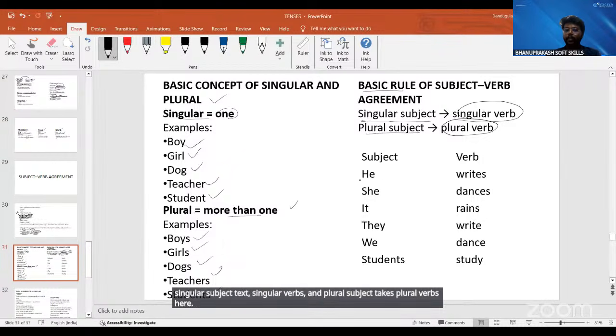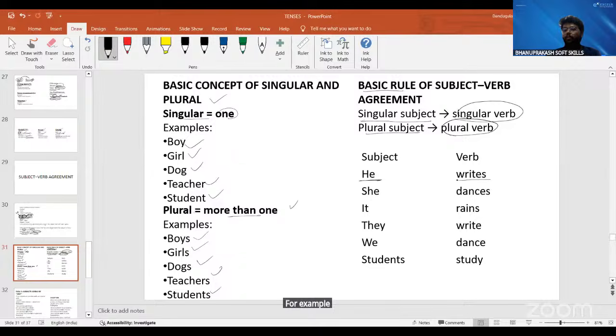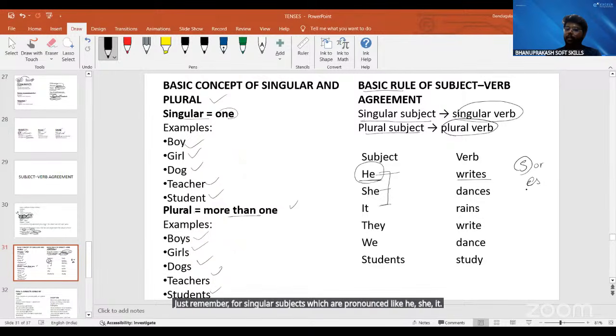For example, he writes. Here, for singular subjects like he, she, it, we should add s or es. Just remember, for singular subjects which are pronouns like he, she, it, we use s or es after the word, which is a suffix. So he writes, she dances, it rains.